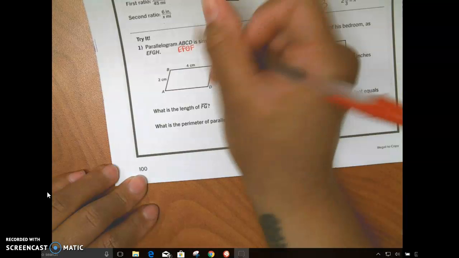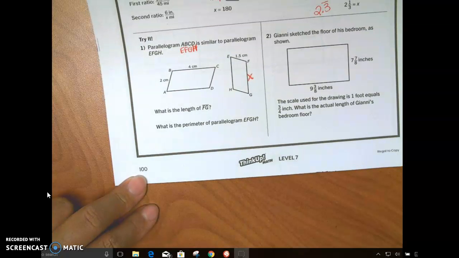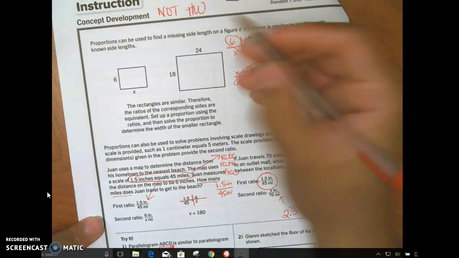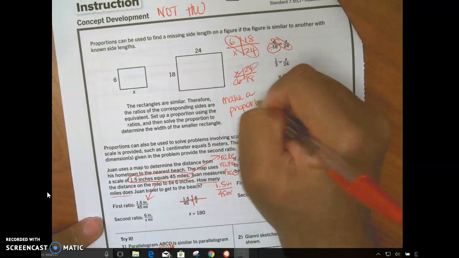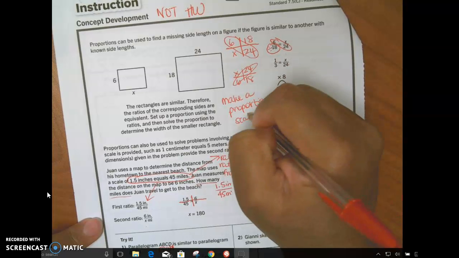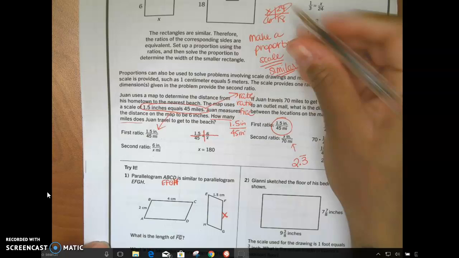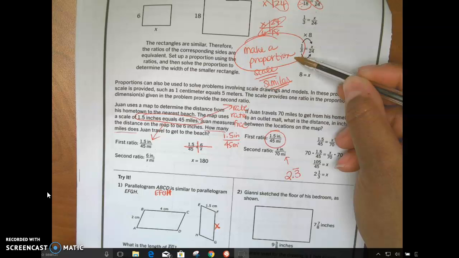Thank you. Because I don't know my alphabet. There we go. All right, better. Now, what is the length of FG? What do I need to do here? Make a proportion. Okay, whenever you see scale, make a proportion. Whenever you see similar, make a proportion. Okay, this is the key factor to help solving all of these similarity and scale factor problems.